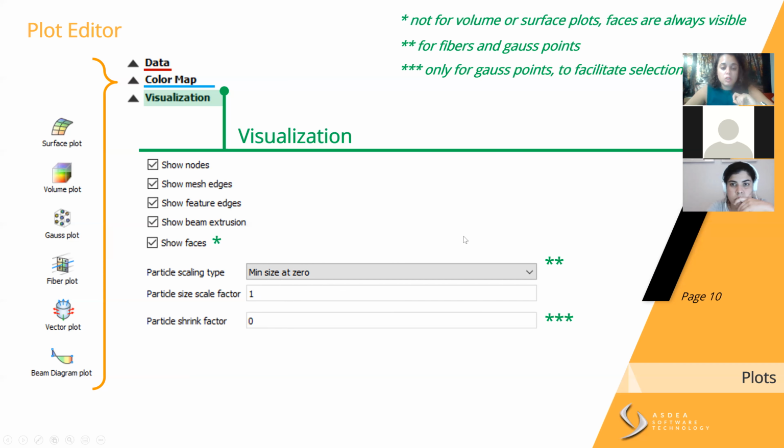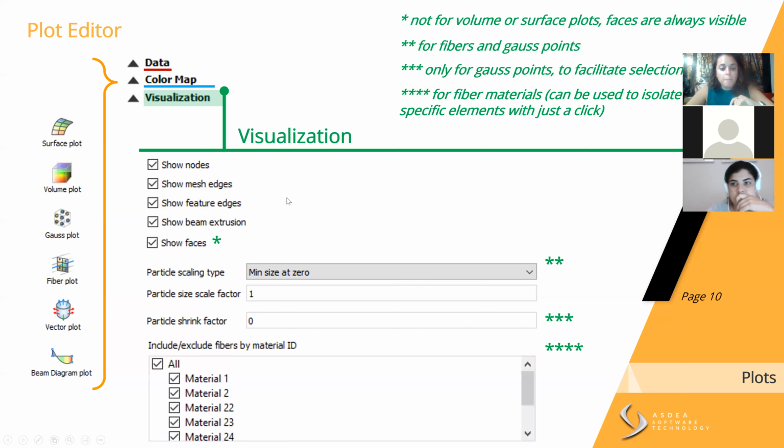This is something that we introduced so that you could just separate Gauss points one from the other in the view, and it was easier to select them if you had many in the same visualization. And then when you have fibers, you can isolate specific elements with just a click.